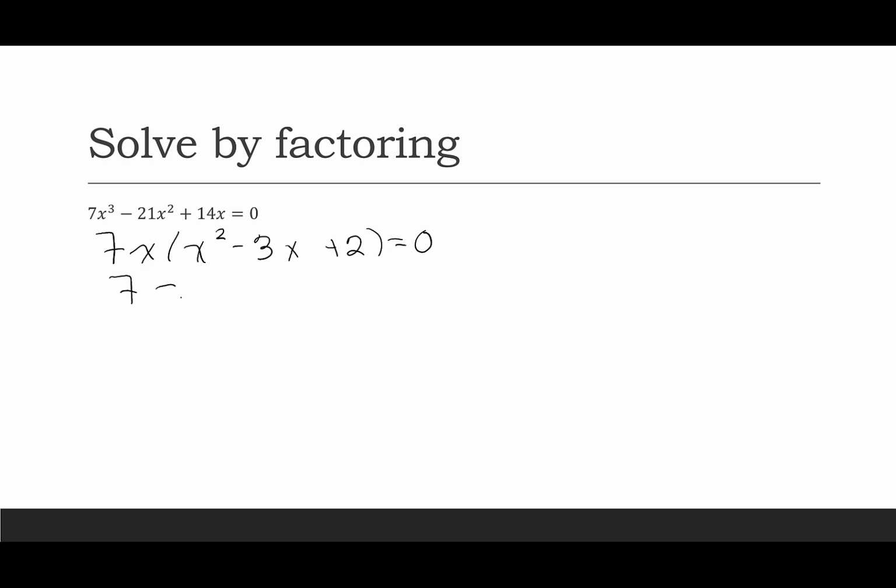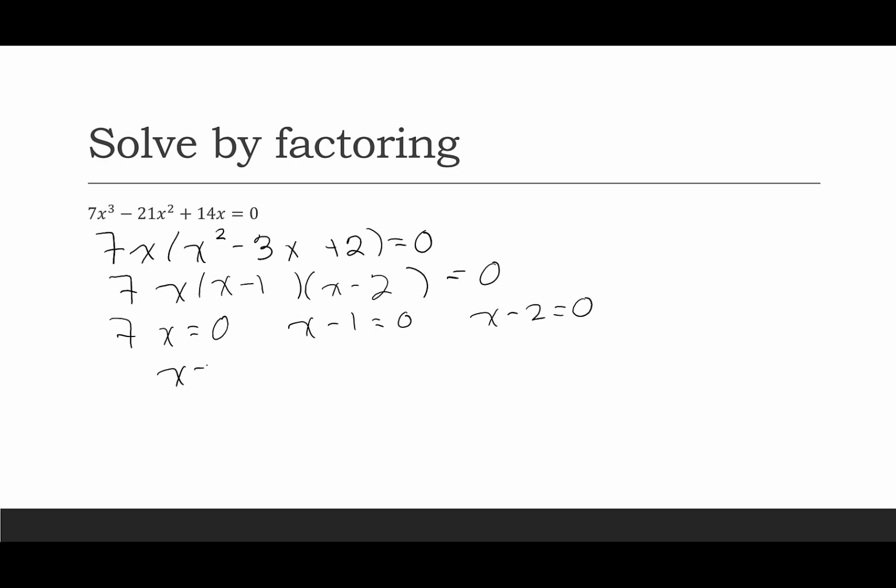So I'm going to keep that 7x. Then I'm going to look a little harder at x squared minus 3x plus 2. Factors of 2 that give me negative 3 would be minus 1 and minus 2. So I have three factors. 7x is 0, x minus 1 is 0, and x minus 2 is 0. This says x is 0, then x is equal to 1, and x is equal to 2. So I have three solutions, 0, 1, and 2, to this equation.